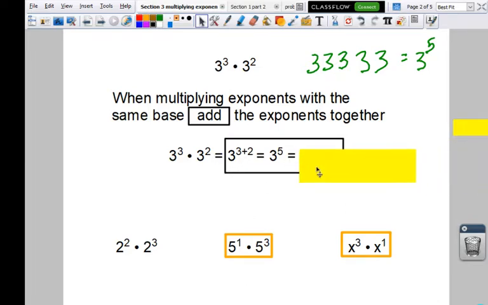I'm going to let you leave it like this. Don't worry about that part. 3 to the 3 plus 2, which is just 3 to the 5th.